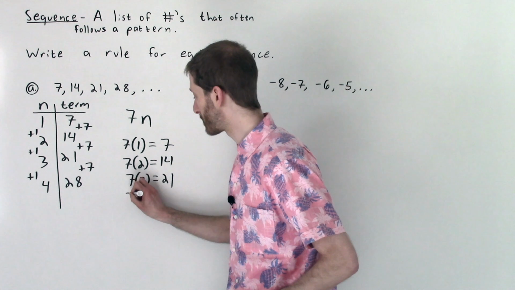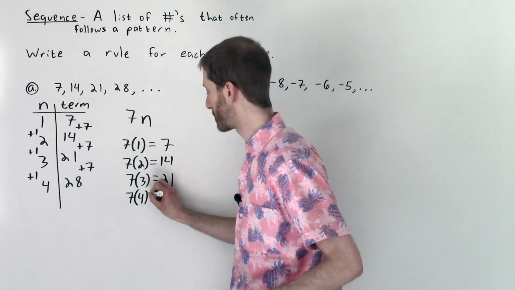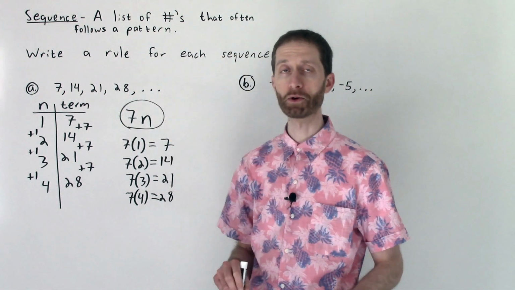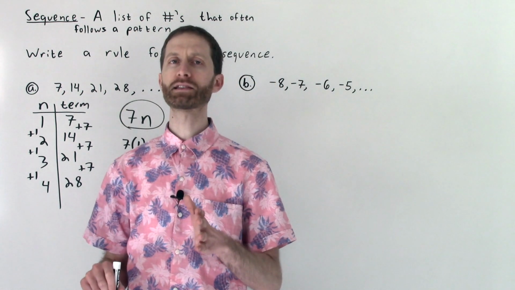And finally, 7 times 4, that's going to be 28. We have found ourselves a rule that works, 7 times the numbered term. It's not easy to necessarily come up with.